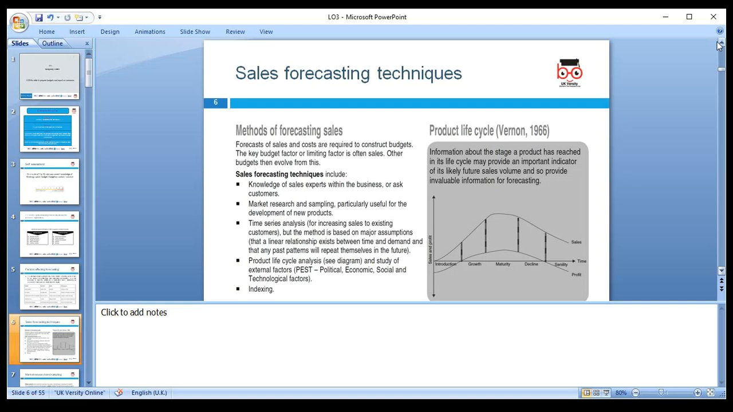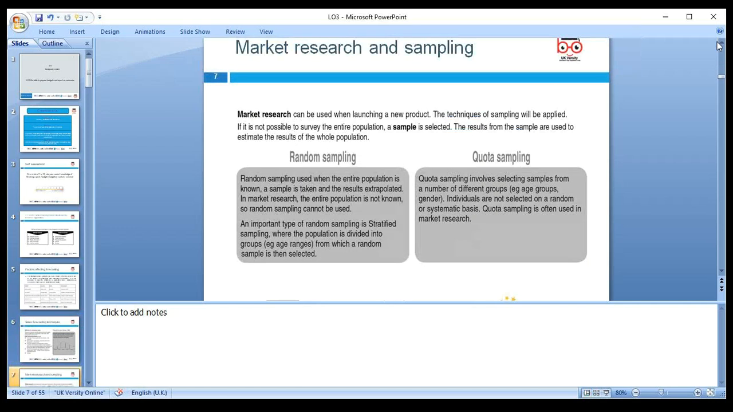Marketing research and sampling are required in developing a new product. Time series analysis: some of you have learned about correlation, regression, trend analysis, and moving averages. These are all statistical tools we can use for the future. There is a linear relationship between the demand for one product and the past pattern, for the future. We also look at the product life cycle: introduction, growth, maturity, decline. These are all the product life cycle stages, and we can use them because each stage is different.